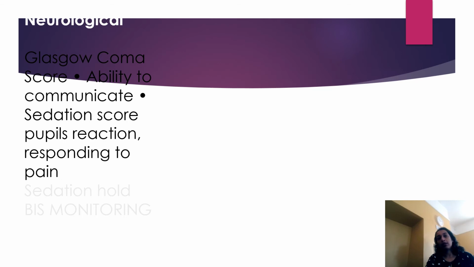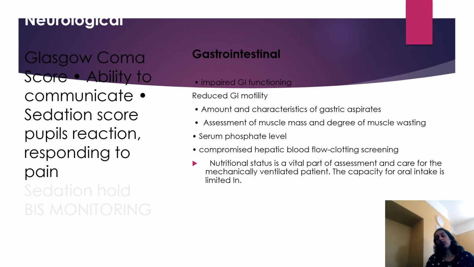And next is the BIS monitoring, that is you are assessing the amount of sedation you need to reduce or increase according to the BIS score. Then next is the GI. In the GI, the impaired GI functions, reduced GI motility, amount and characteristics of gastric aspirate, assessment of the muscle mass and degree of muscle wasting, serum phosphate level will come under. So all the ICU labs come routinely, we are checking all these things.